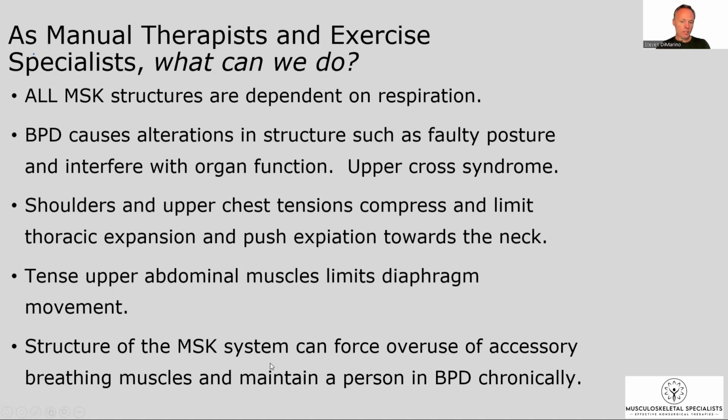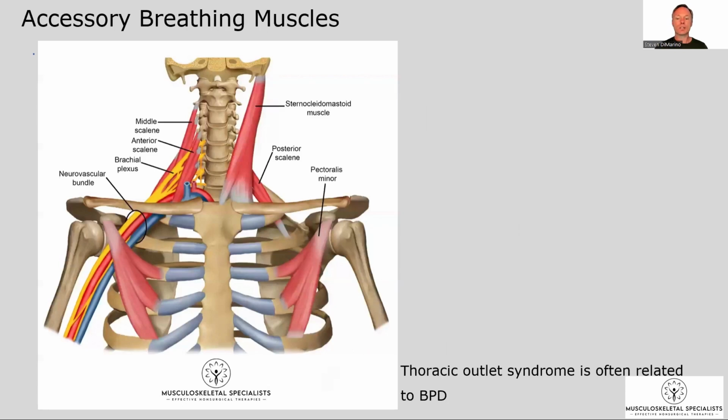And then structures of the MSK system can force overuse of the accessory breathing muscles and maintain the person in breathing pattern disorder chronically. We can 100% rehab the breathing pattern disorder, stop the overuse of the neck and the pec muscles, stop the overuse of this stuff here in their neck and get rid of that neck pain, relax their neck, and totally turn around breathing pattern disorders. We can do it all. As a manual therapist and an exercise specialist, this is in our box. This is where we're going to shine.